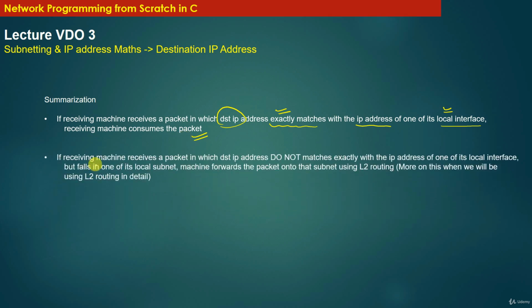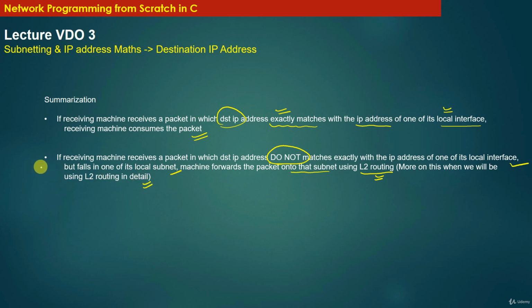Second point is that if the receiving machine receives a packet in which the destination IP address does not match exactly with the IP address of any of its local interfaces but falls in one of its local subnets, in this case the machine forwards the packet onto that subnet using L2 routing. We will discuss more on this when we discuss L2 routing in detail.